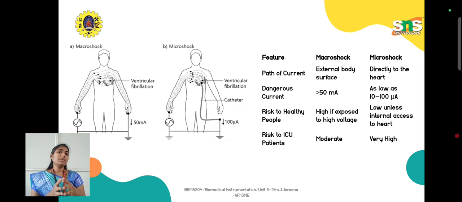For the type of patients affected, macroshock is moderate, especially for ICU patients. For microshock, ICU patients are affected very highly, because all ICU patients will have internal procedures and internal devices, so the risk is high compared to macroshock. So this is the overall comparison between macroshock and microshock.